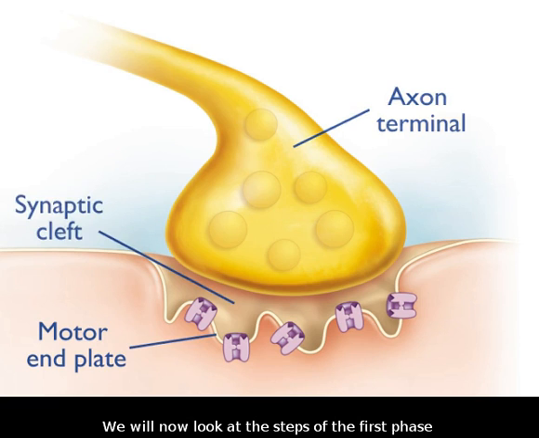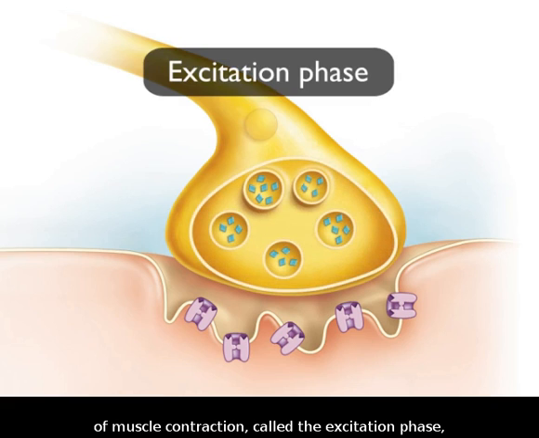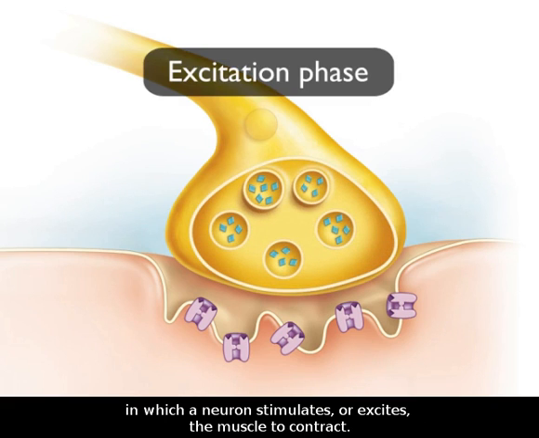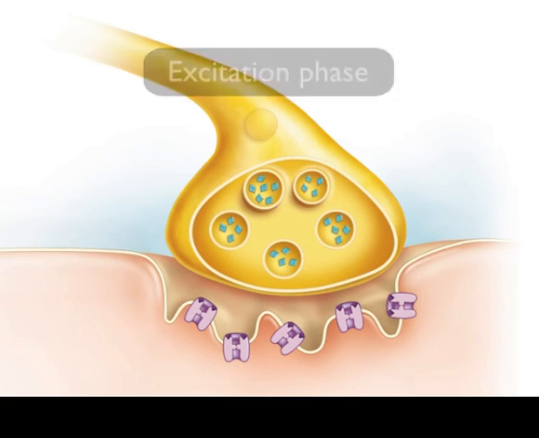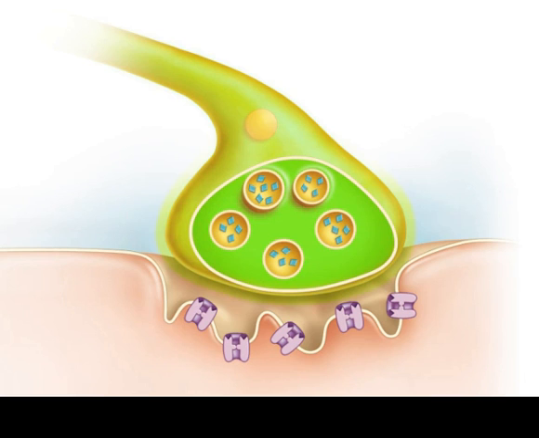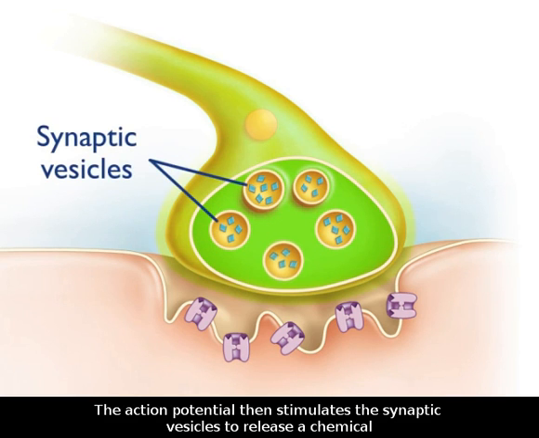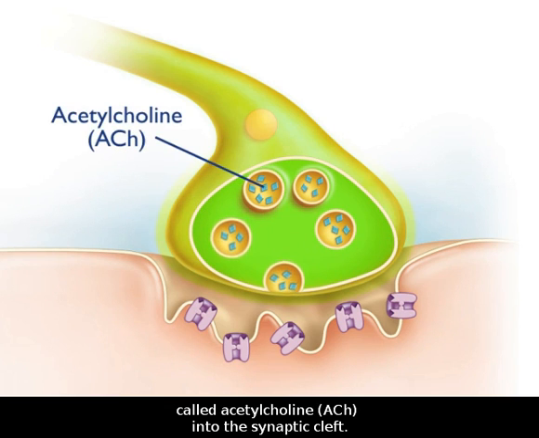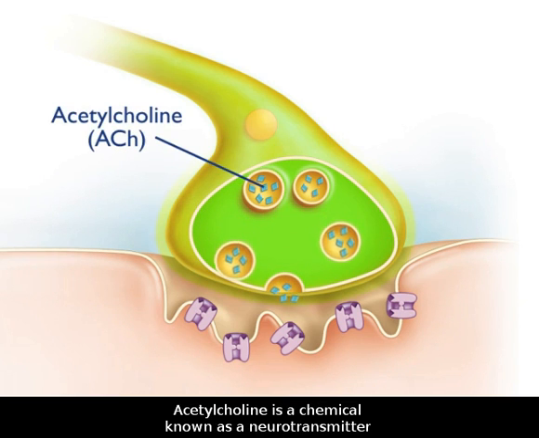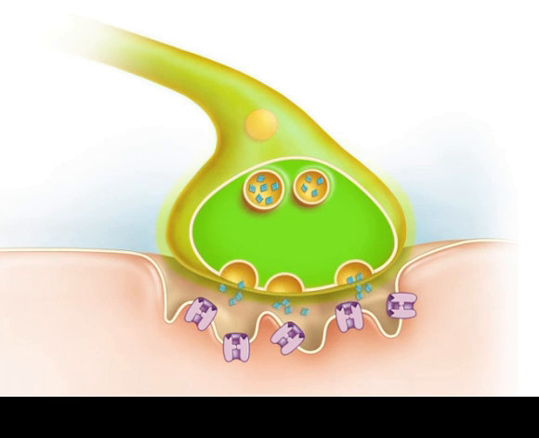We will now look at the steps of the first phase of muscle contraction, called the excitation phase, in which a neuron stimulates or excites the muscle to contract. First, an action potential, or electrical stimulus, arrives at the axon terminal. The action potential then stimulates the synaptic vesicles to release a chemical called acetylcholine into the synaptic cleft. Acetylcholine is a chemical known as a neurotransmitter because it transmits the stimulation across the synapse.